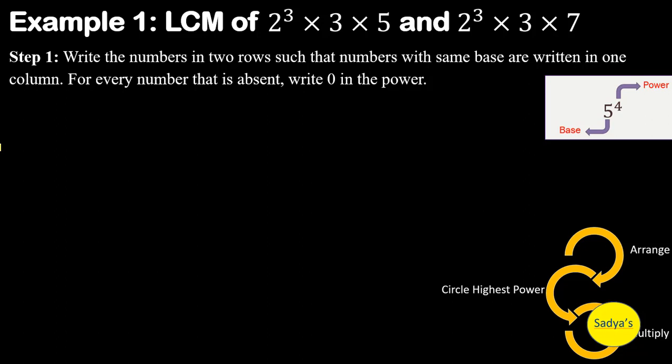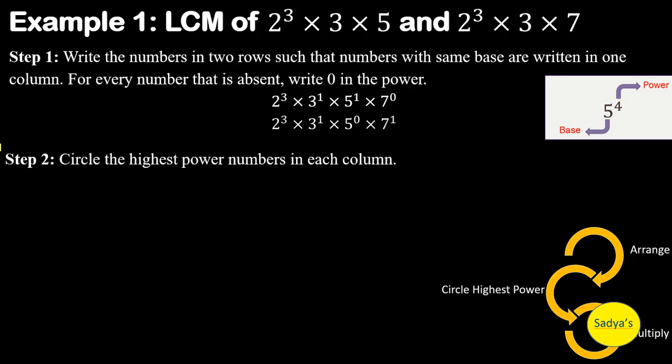If we have a number, for example 5 raised to the power 4, the number 5 is known as base and 4 is known as the power. So if we look at the given numbers, in the first number, base is 2, 3 and 5, and in the second number, base is 2, 3 and 7. In the first number, base 7 is missing, and in the second number, base 5 is missing. In the first number, 7 raised to the power 0, and in the second number, 5 raised to the power 0. All the numbers which do not have a power, like 3 and 5 in the first number and 3 and 7 in the second number, their power would be 1.